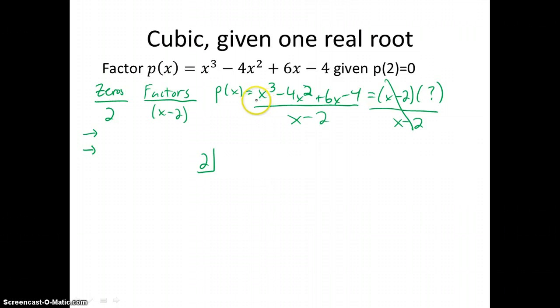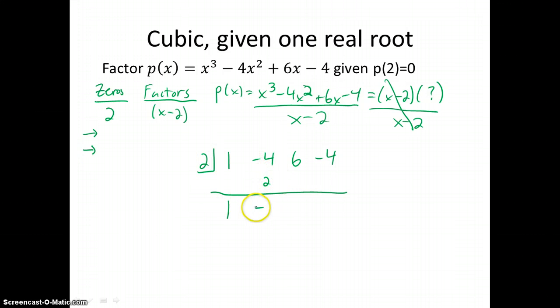So now what we do is we list out the coefficients of all of our terms in the polynomial. So that's 1 for x cubed, negative 4 for x squared, 6 for 6x, and then negative 4. I'll draw our line down here. That 1 comes straight down. If you're having trouble with synthetic division, go back and watch my synthetic division video. Multiply by 2 is positive 2.